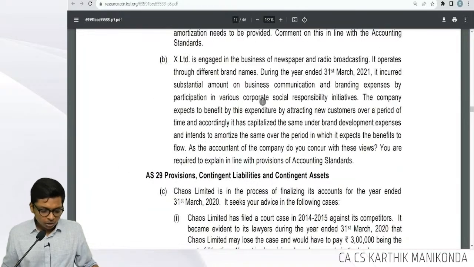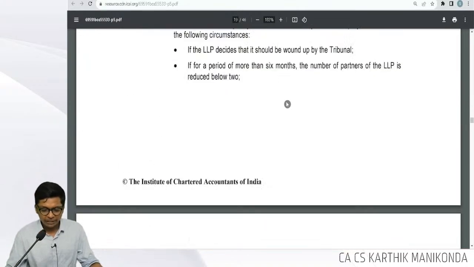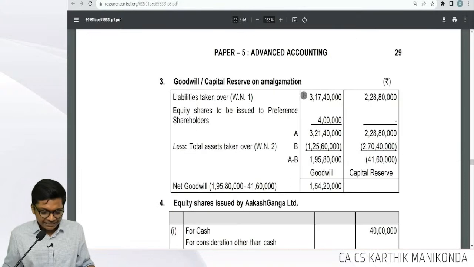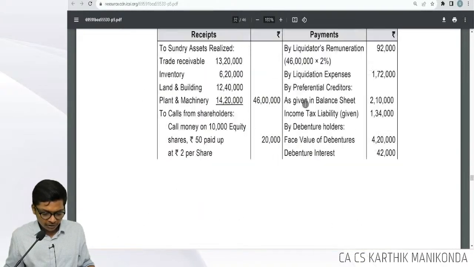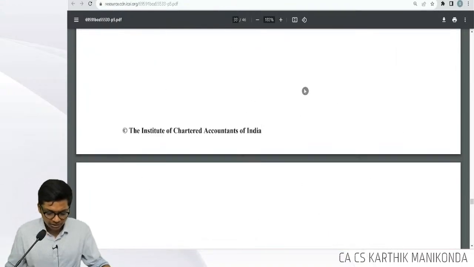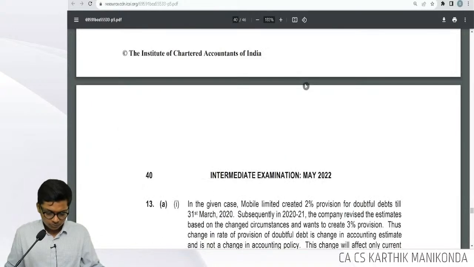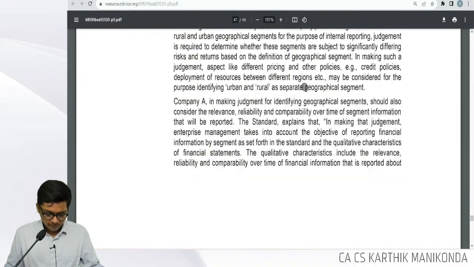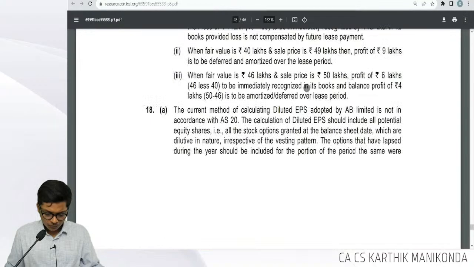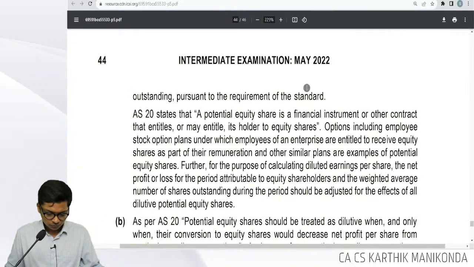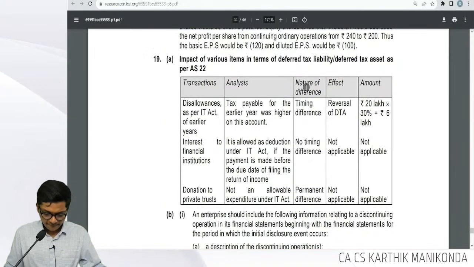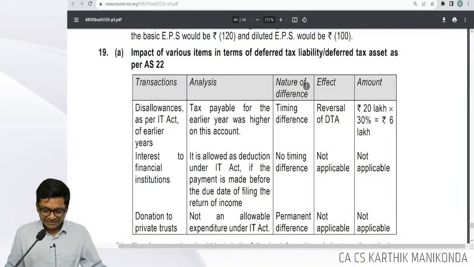So if you go down, the question for AS 22, let's look at the answer. The shortcut will work in any sum, once you find accounting and tax profit. Okay. So if I go here, last sum, let's do it in this. Okay, they are only asking us the impact.